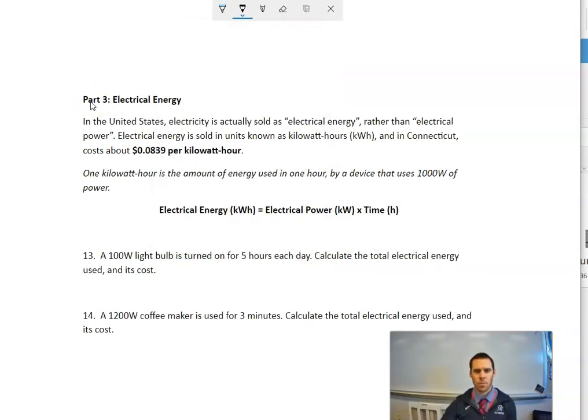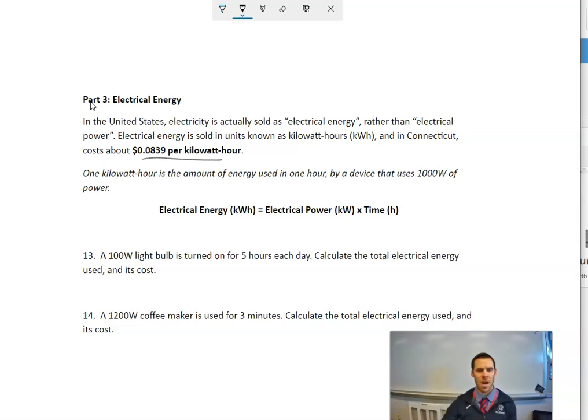And finally, for part 3, I've got a new formula that we need to use, and that's E is equal to P times T, where P is now in kilowatts. That's why it was important for us to be able to convert in part 2. Times time, which is going to be in hours, which gives us kilowatt hours, which is what our electrical company is charging us by on average in Connecticut. This is pretty close to a real figure. You're charged approximately 0.0839 dollars for every 1 kilowatt hour that you're using.